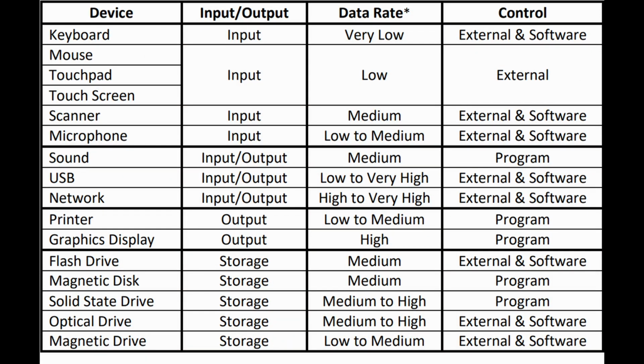Now, according to this table right here, we can see the different kinds of devices, if it's an input or an output, the data rate of the said device, and the control of the device.